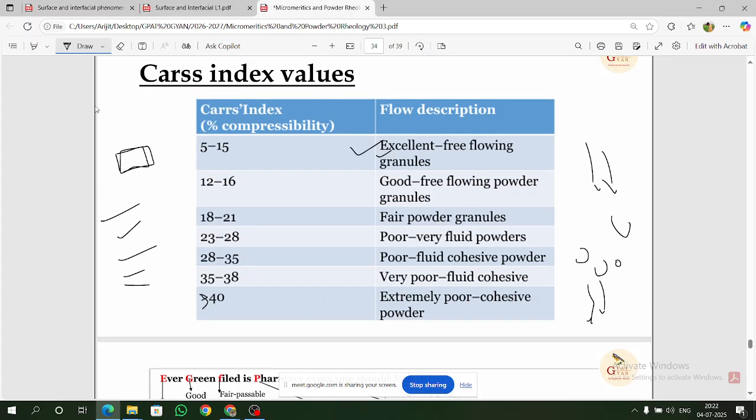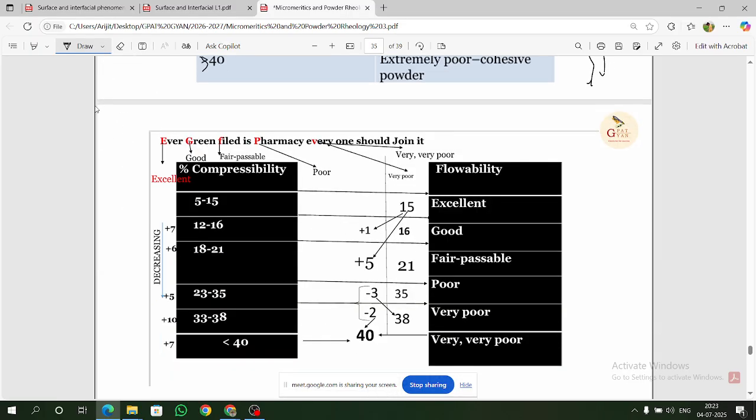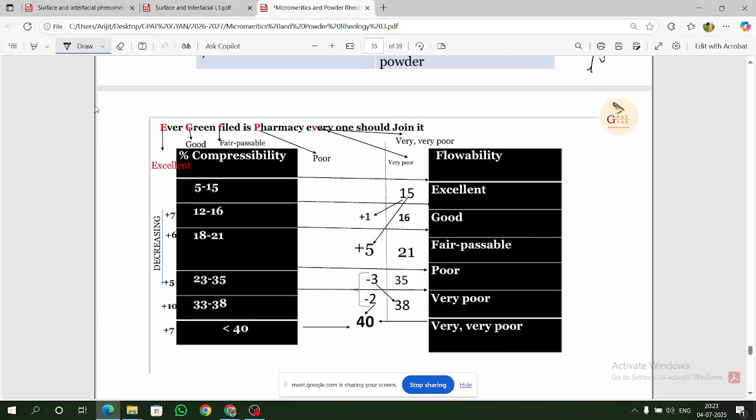So that is the Carr's index and percentage compressibility formula, and you have to remember it. Actually there is one trick, but I don't know how much you can remember the trick, because this kind of trick and mnemonic depends on the person. It may be easily memorizable for me, but it may not be applicable for you. But you can focus a little on how I have written it. Actually it was not developed by me, I am saying it frankly, because I don't like to take the credit. I have taken it from different places.